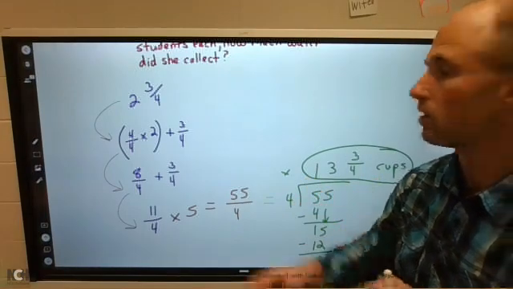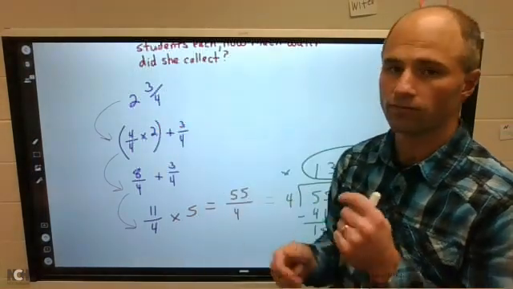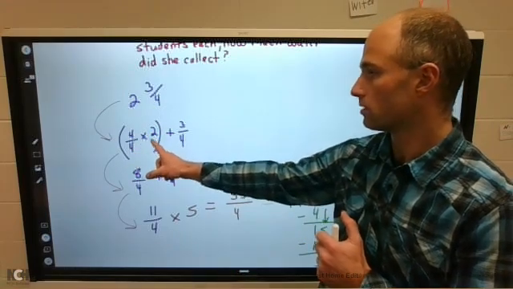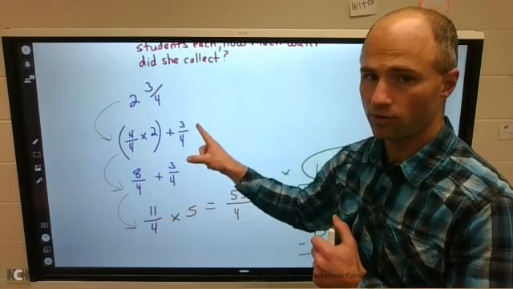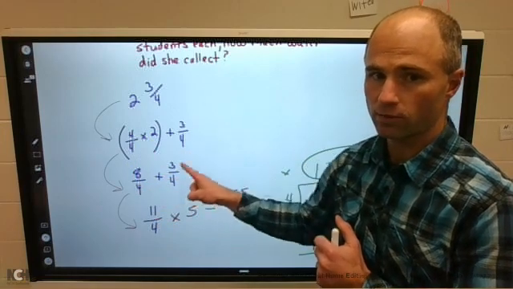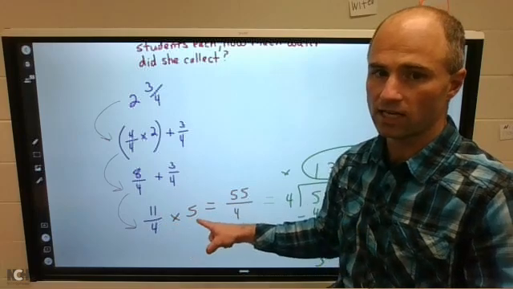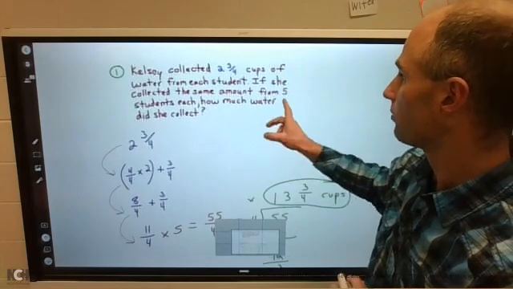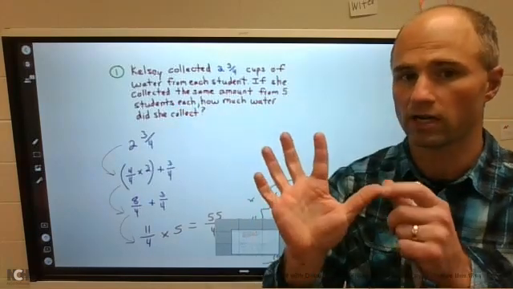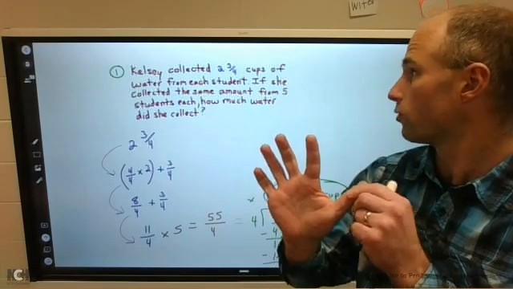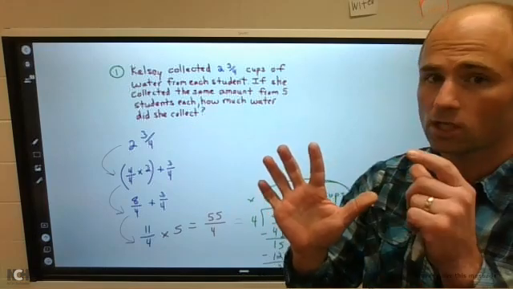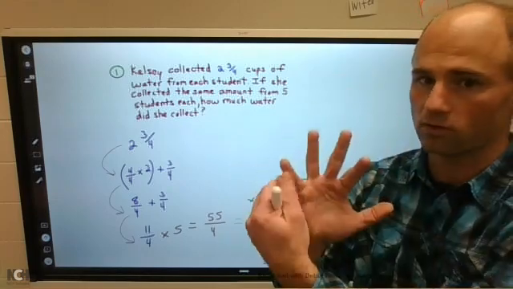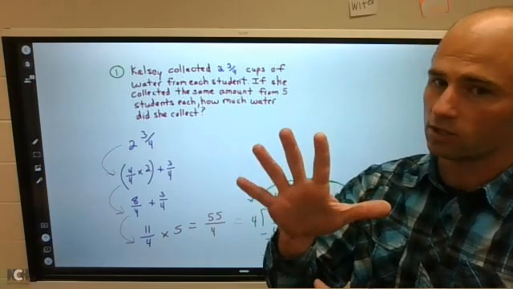We are now back. 2 3/4 is going to convert to an improper fraction where I'll take 4/4 2 times and get 8/4 plus my 3/4. 8/4 plus 3/4 gives you 11/4 times the 5. 5 what? Well, we have 5 students. So Kelsey, remember, she collected 2 3/4 cups of water from each student. There's 5 of them. And no, we're not using repeated addition here.